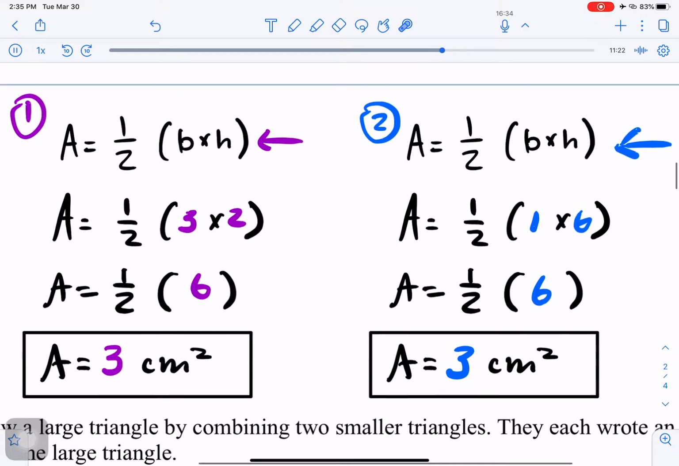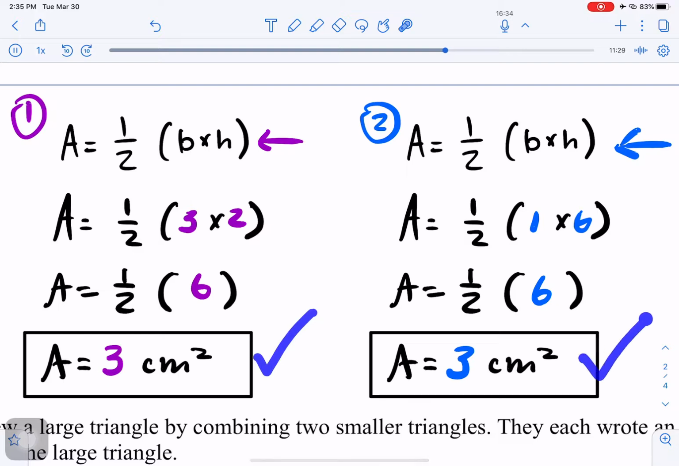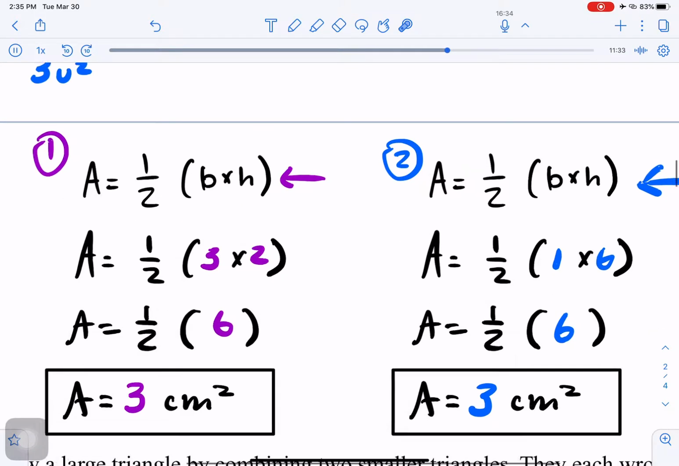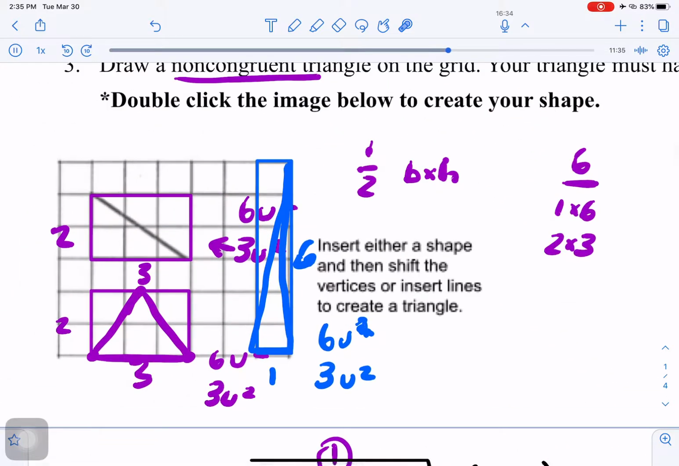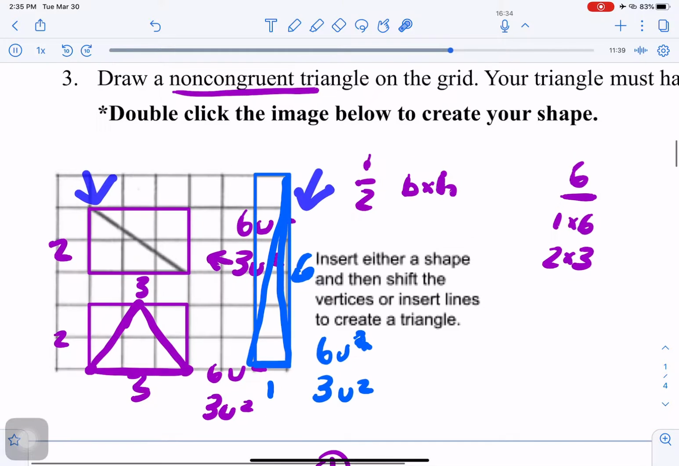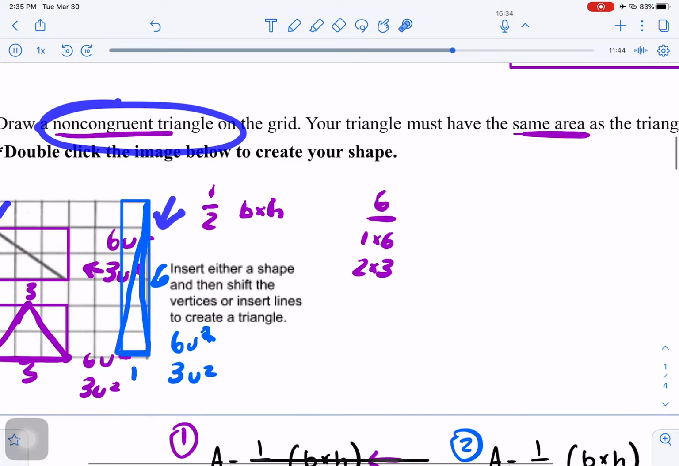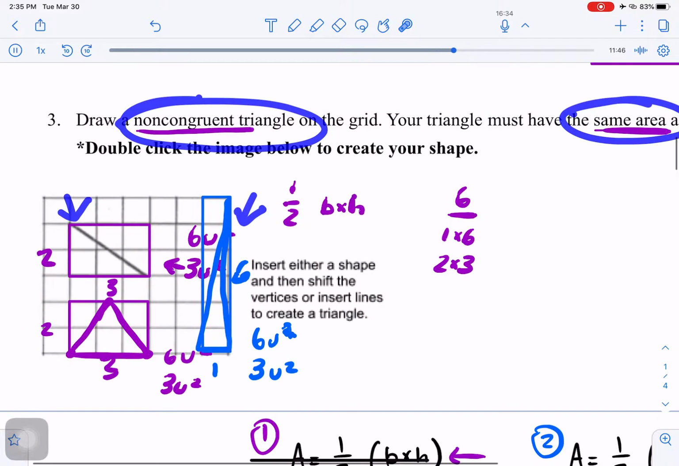So now my final goal here is to double check to make sure that my areas are the same, which I do see for both triangles 1 and 2. I have an area of 3 centimeters squared. And looking back at the pictures, they are definitely not congruent. So we have accomplished both of the requirements here for this, and we are ready to move on to number 4.